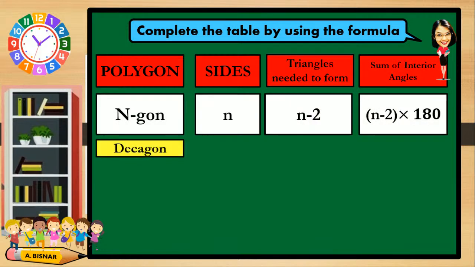If the given is decagon and it has 10 sides, what will be the answer on this? What will be the answer in here? If decagon has 10 sides, how many triangles are needed to form a decagon? And what will be the sum? Type your answers. You have to type 2 answers. Kung ilan yung triangle na kailangan. And then, yung sum.